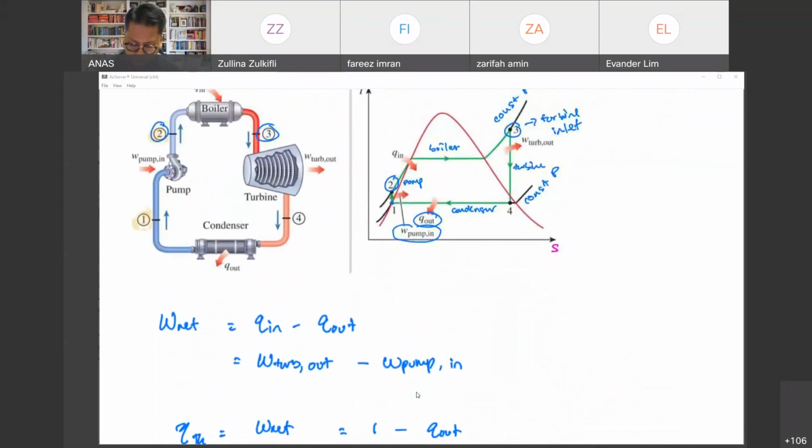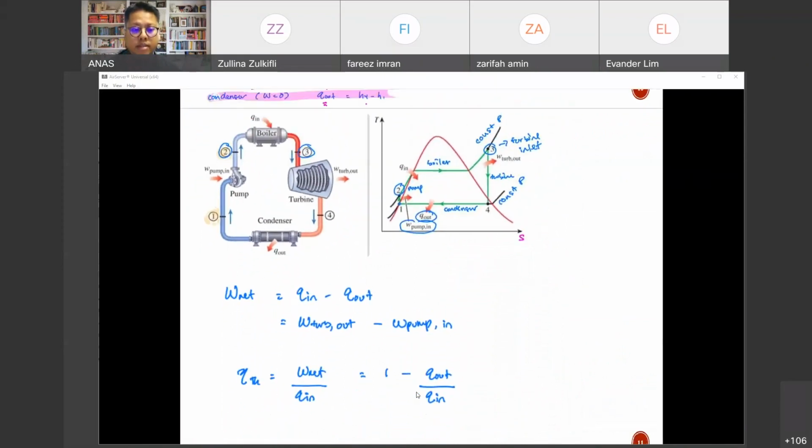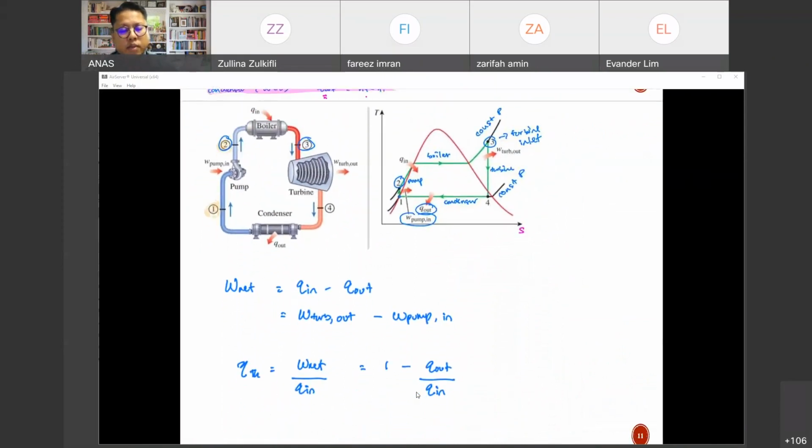Okay. And finally, as always, we want to find the efficiency of our cycle. So we can use W net equals Q in minus Q out, or W turbine out equals minus W pump in. Always remember, you can use these two: Q in, Q out, or turbine out, pump in.